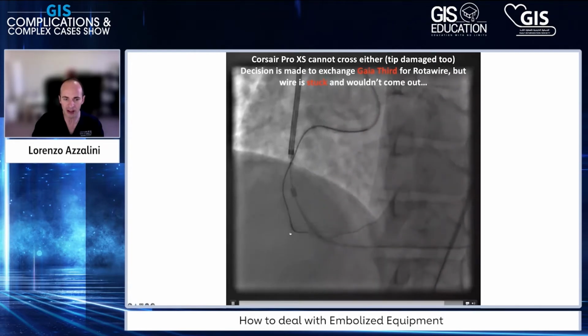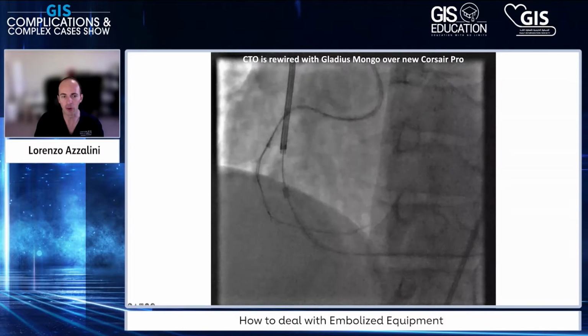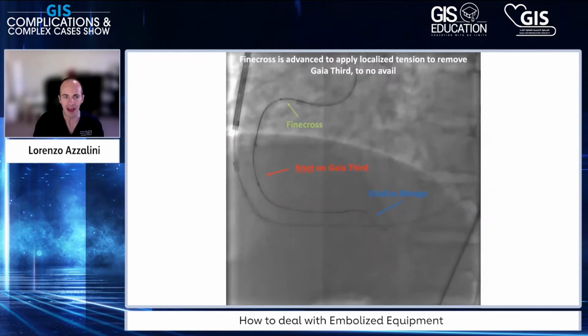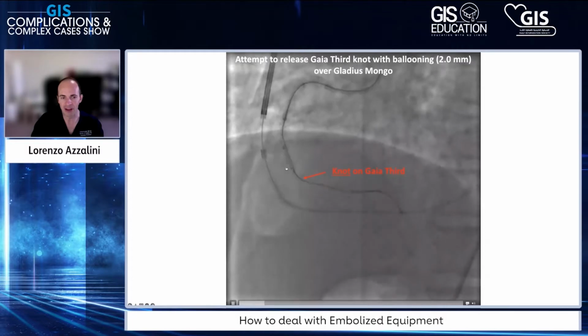And you can see there is a knot here. I will stop this for a second. There is a knot right here at the wire, at the calcified location. So with another microcatheter, we rewire the occlusion to the distal vessel, and we can clearly see there is now a knot on this location. So we advance a Fine Cross over the knotted Gaia Third, try to pull it out, but it does not work. So what we come up with is that on the second wire that crossed the CTO, we advance a small balloon, and balloon angioplasty this area to release the trapped guide wire from the lesion.